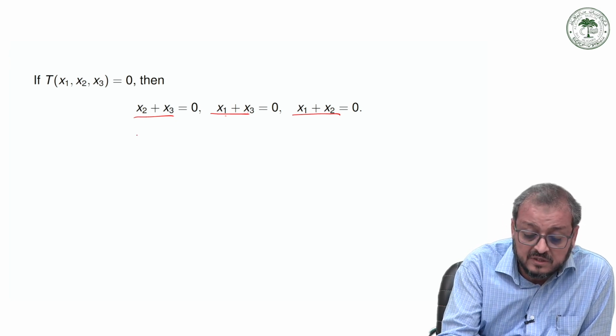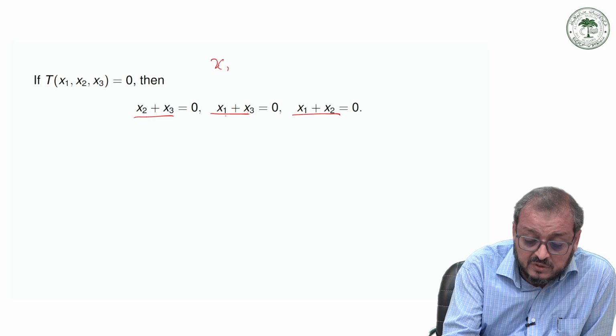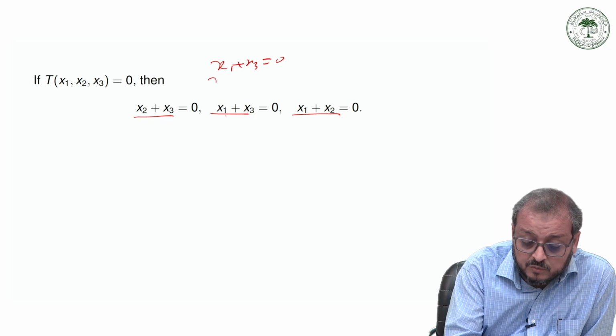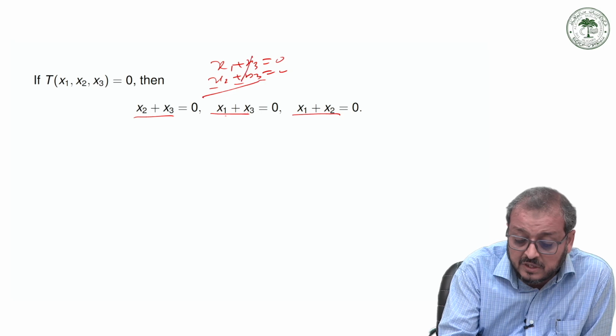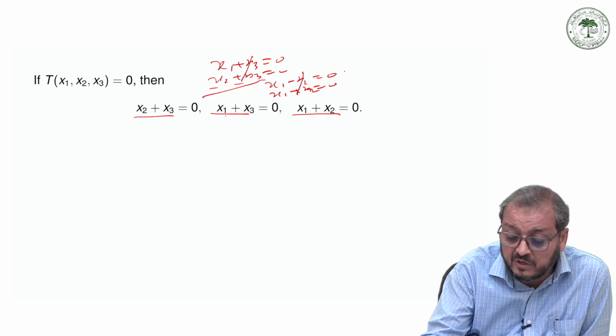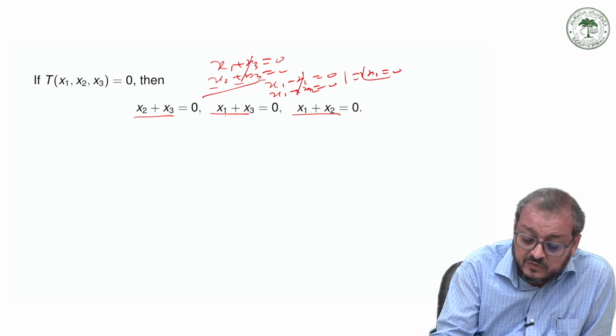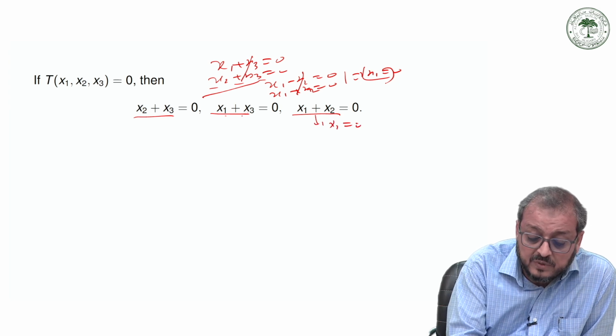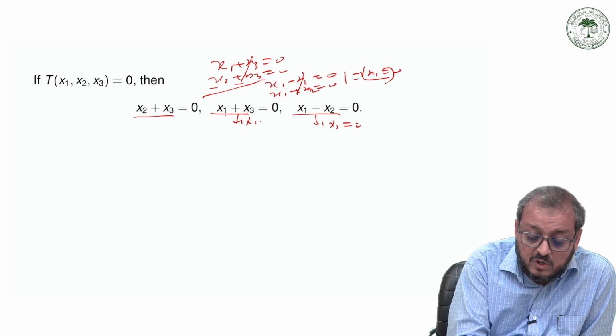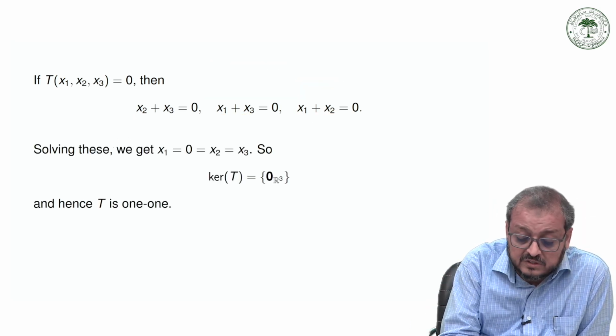If we have x1 plus x3 equal to 0 and x2 plus x3 equal to 0, the x3 cancels out, so x1 minus x2 is equal to 0 and x1 plus x2 is equal to 0. So this implies x1 is equal to 0, and then x1 equal to 0 implies that x2 is equal to 0, and this implies that x3 is equal to 0. So clearly (x1, x2, x3) is equal to 0.